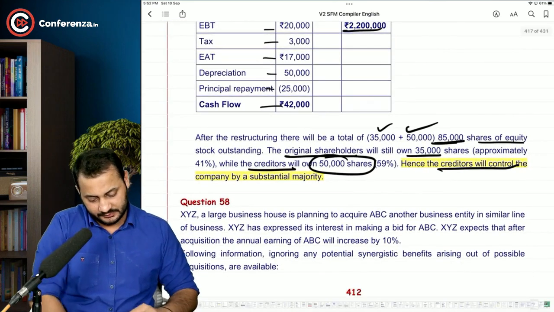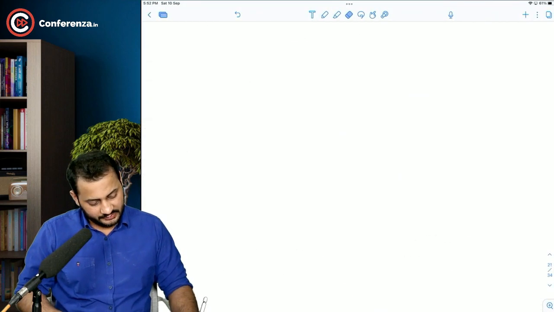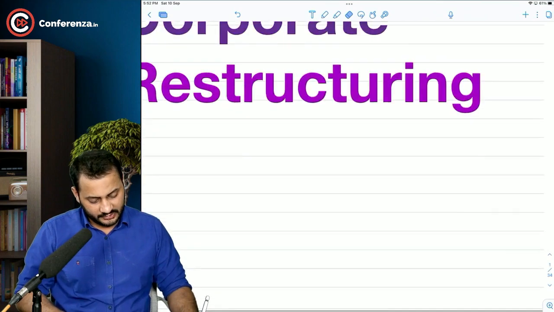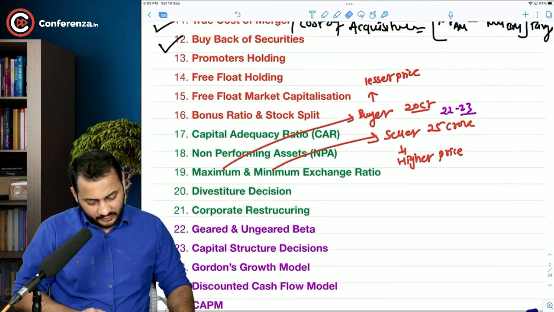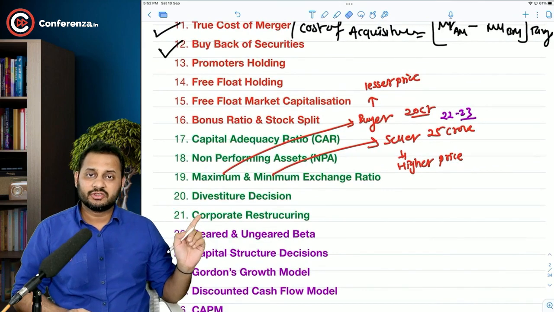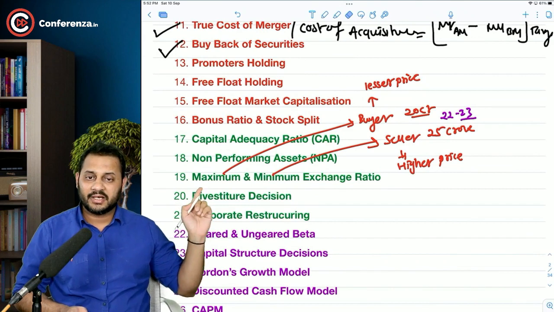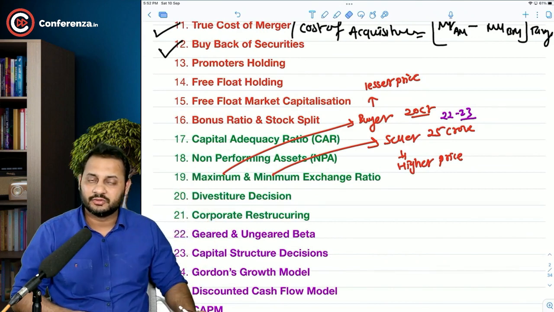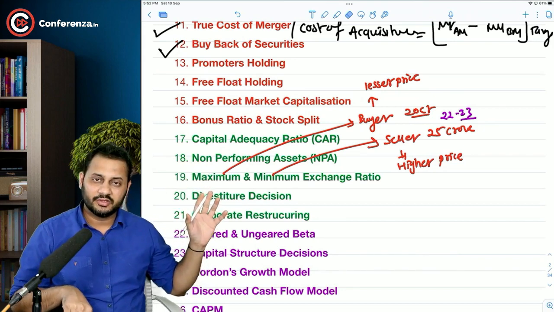Okay. See what we have reached till now. We are about to finish the chapter, and that's why I'm going to again come back to this point. We have seen some questions on corporate restructuring. Before that, it was divestiture decision, maximum and minimum exchange ratio, non-performing asset, capital adequacy ratio. These were the most difficult part of the entire syllabus.